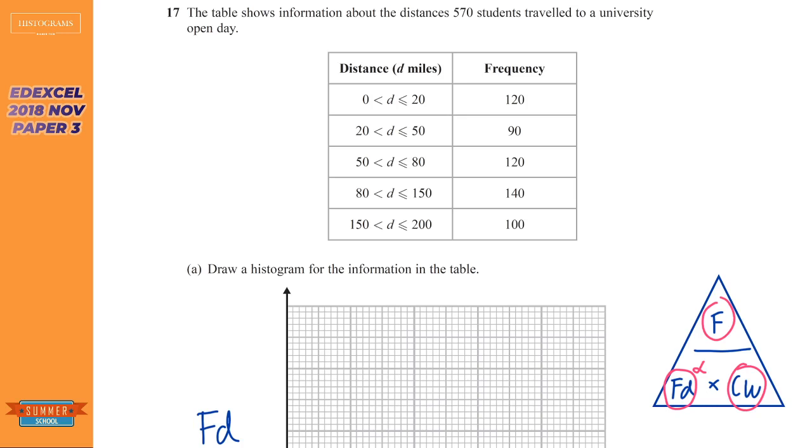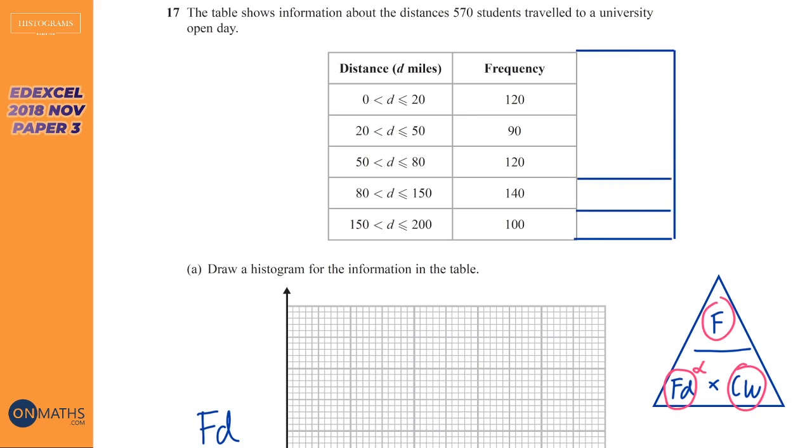Okay, so for this question we're given kind of free rein to do whatever frequency density we want. So I'm just going to add an extra column on this table, and we're going to fill it out with the frequency densities. I'm just going to do frequency divided by class width. So for this first one, 120 divided by 20, which is 6. Next one, 90 divided by 30. And the reason it's 30 is just the gap between these two, so 50 take away 20. That's 3. 120 divided by 30, which is 4.